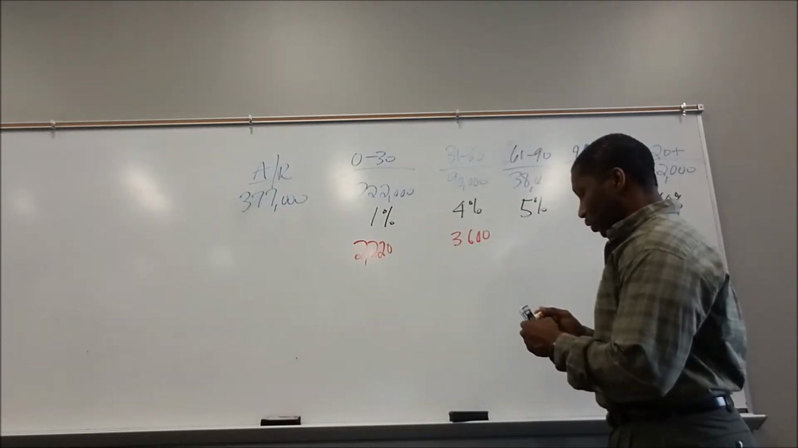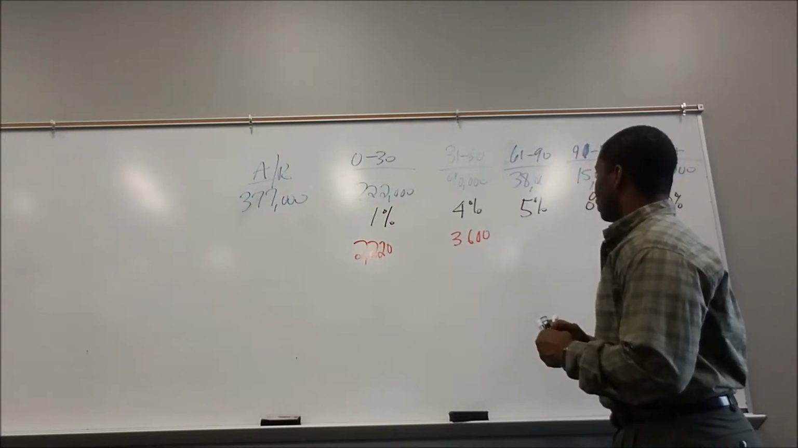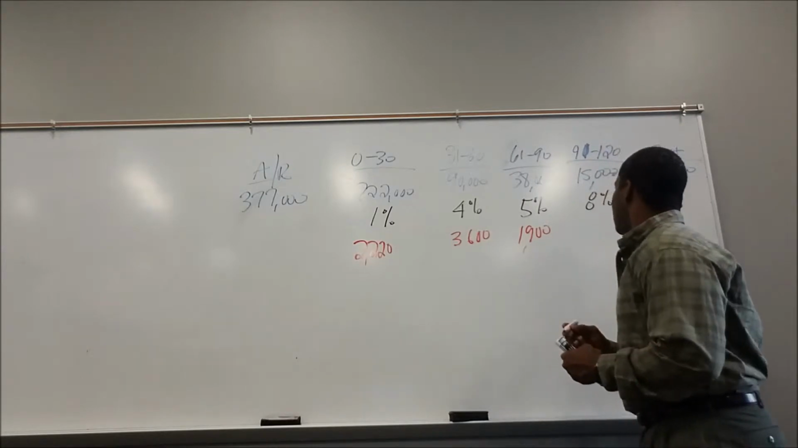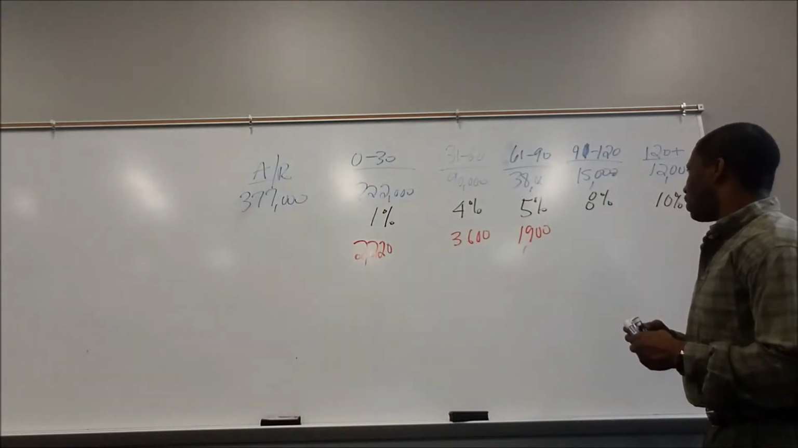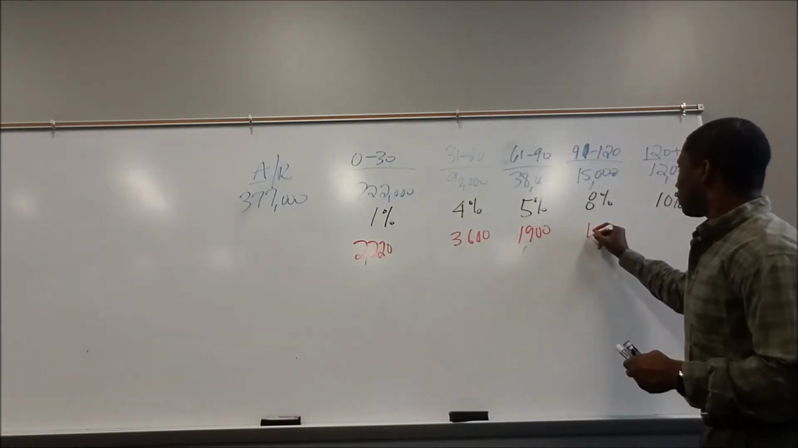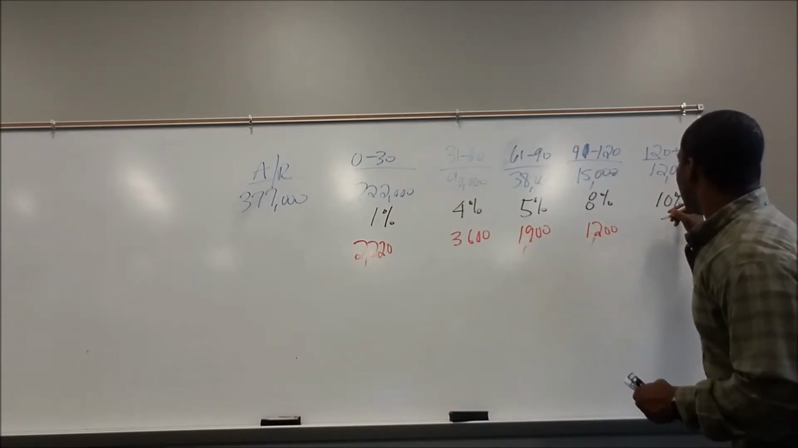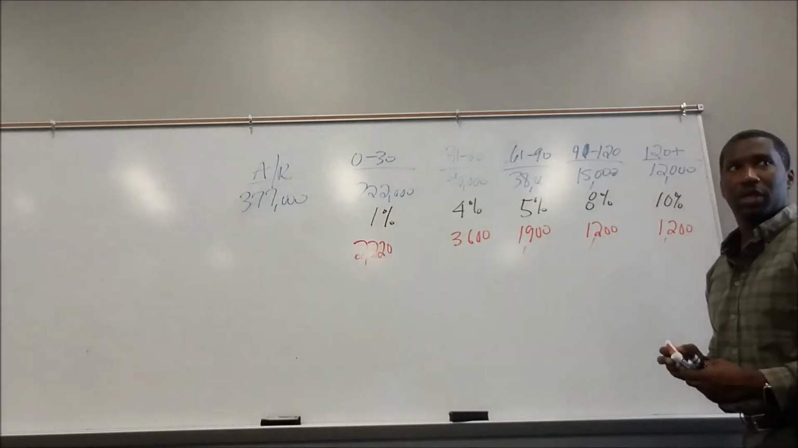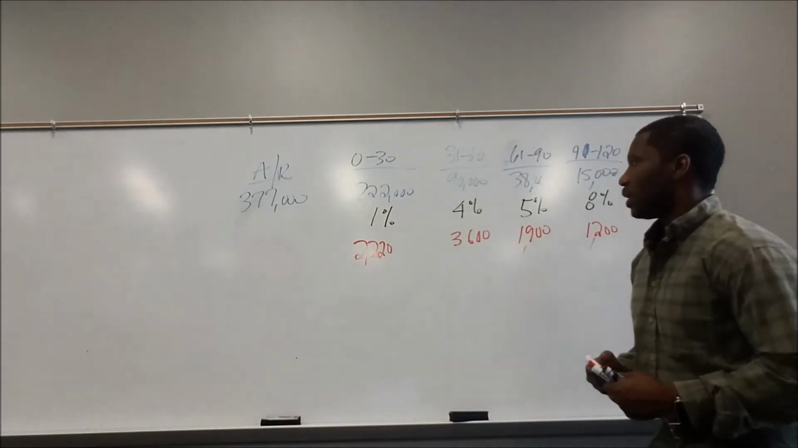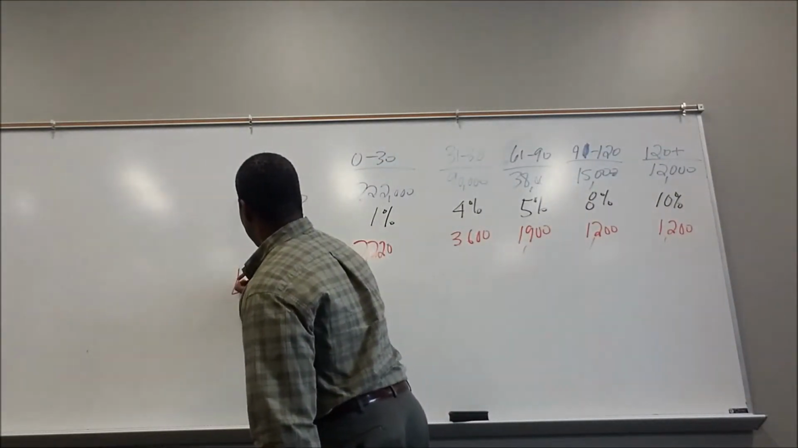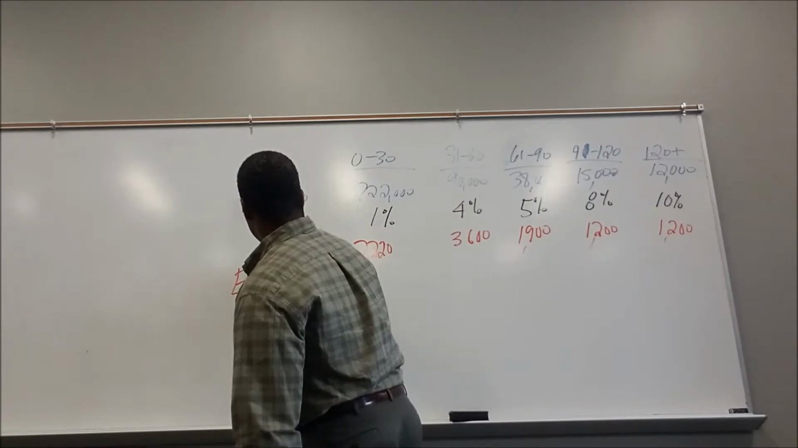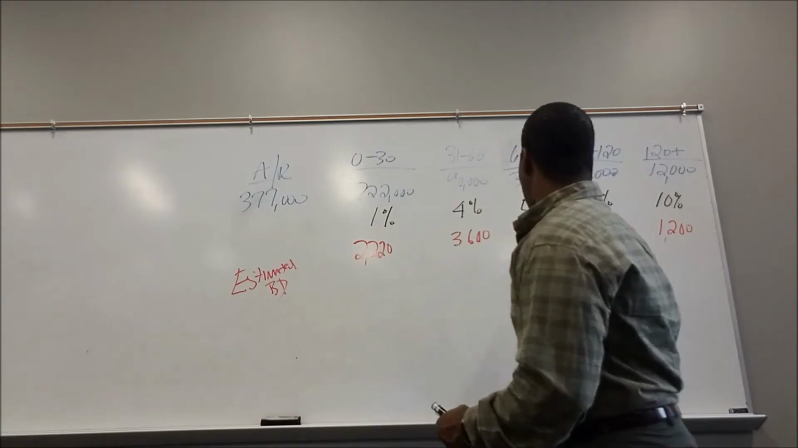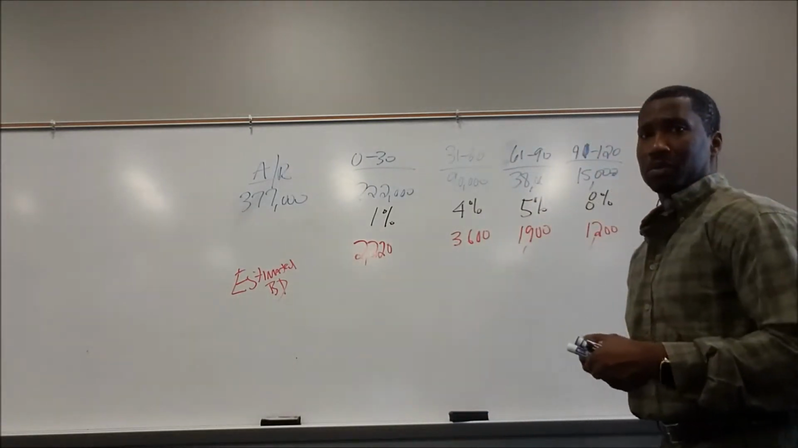5% of 38,000 is what? 1,900. 15,000 times 8% is what? 1,200. All right. And 10% of 12,000 is what? 1,200. Good deal. All right. Now, this is going to give me my estimated bad debt. When I total all that up, how much does it come back to be?